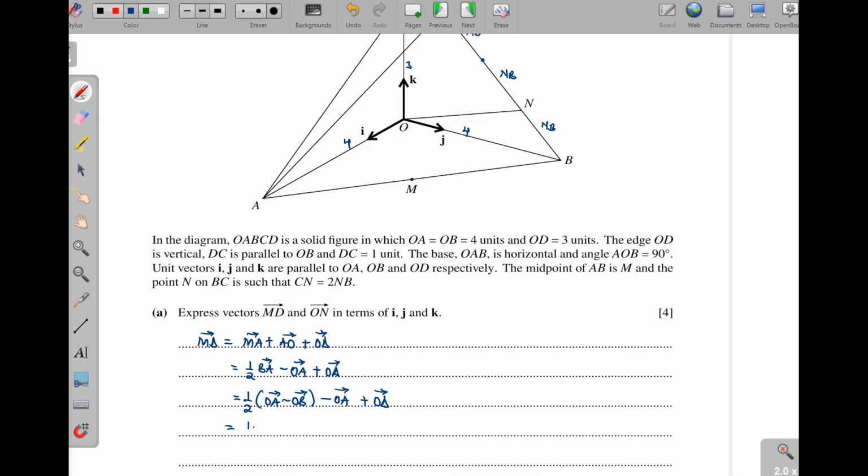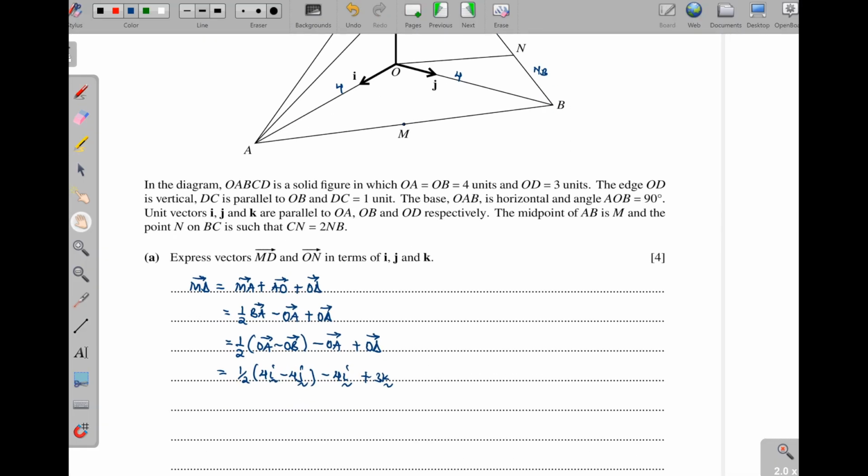So we have a half. Our OA is 4i, so 4i. Then our OB is 4j, so 4j. Then what is OA? Is again 4i. And then OD is 3k.